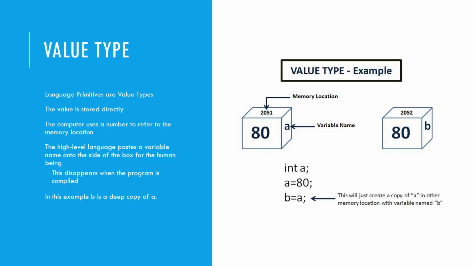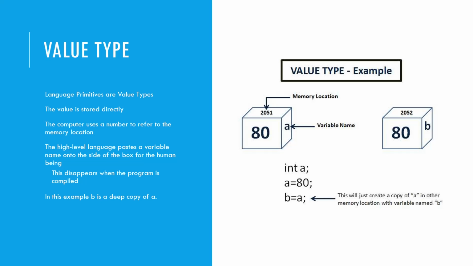Now, b is also, and I'm not showing this, but int b declaration. This is a deep copy. So B also has its memory location, being a primitive, and it's set to the initial value of A. From then on, they have different lifetimes. A is changed, B is not affected. B is changed, A is not affected.